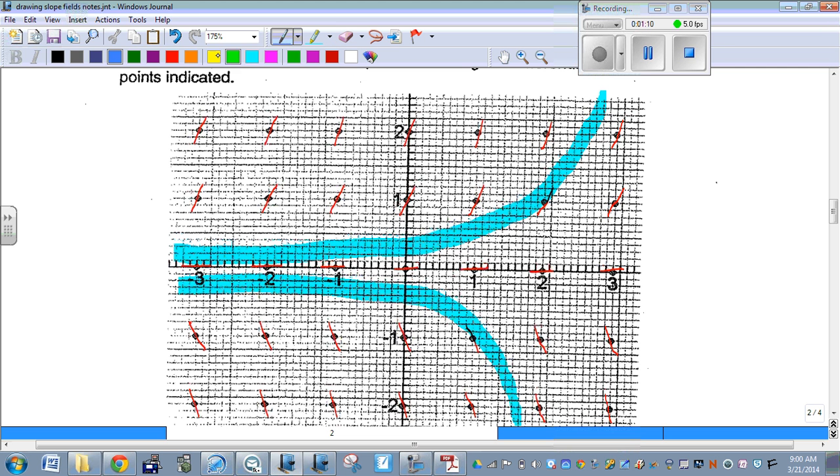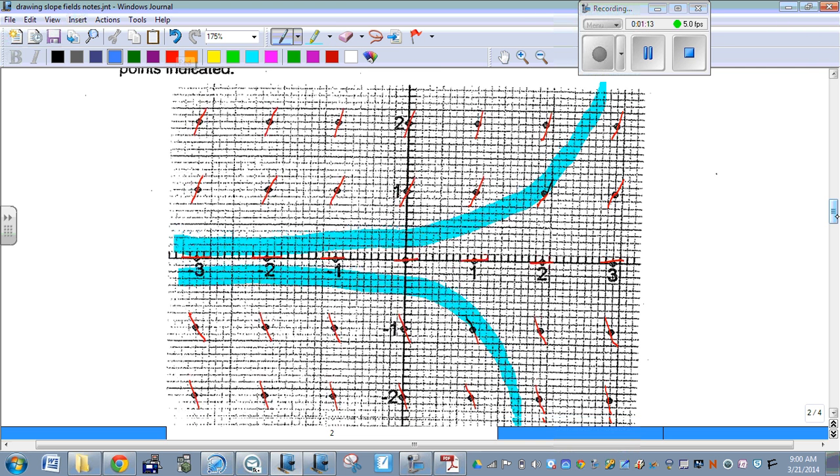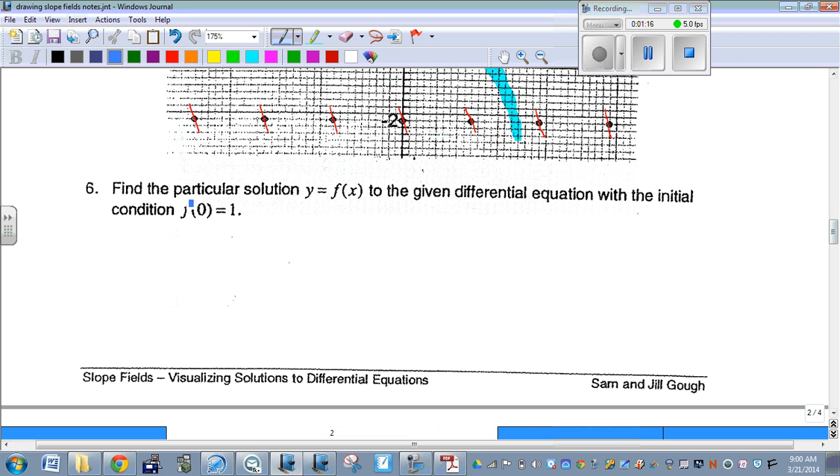Let's go ahead and take a look at the last part. The last part asks us again to find that particular solution, y equals f of x, so we have to solve for y, to the given differential equation with the initial condition 0, 1. So this time dy dx equals 2y. To solve this differential equation, we need to get the dy and dx separated. So I'm going to multiply both sides by dx. But then we want the y on the side with the dy, not over here with the dx. So we're going to have to divide both sides by y.